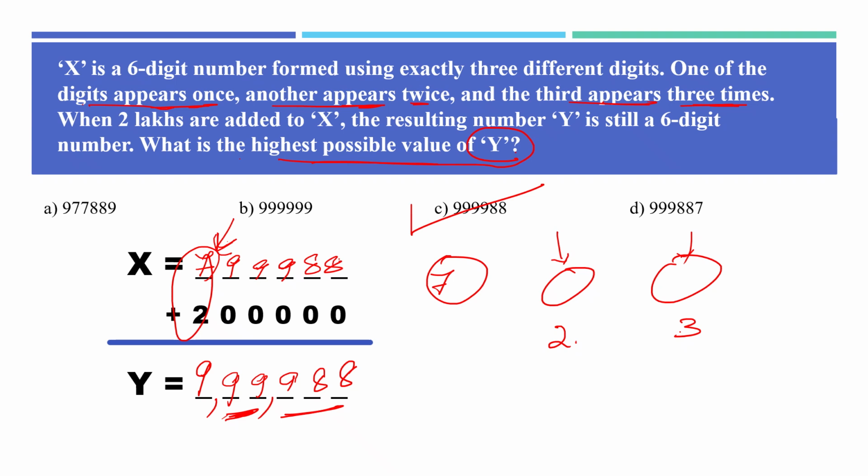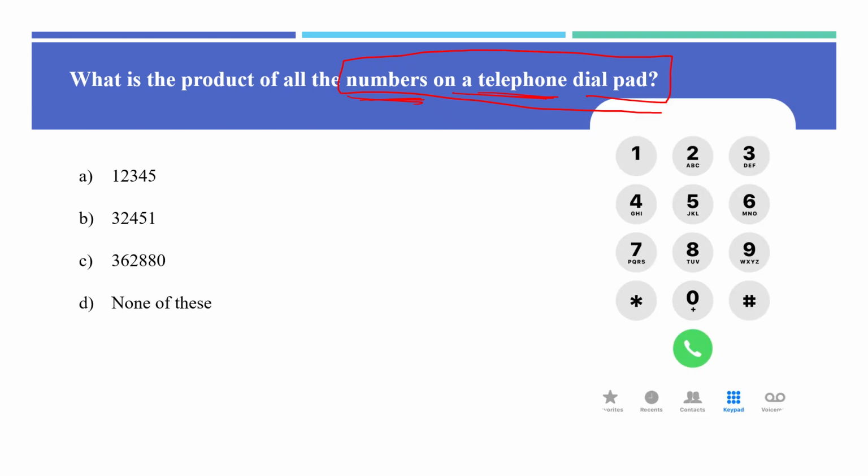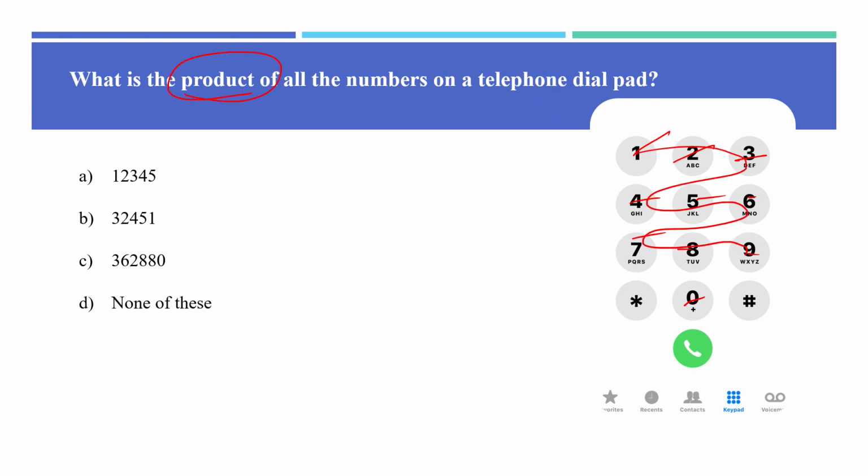Okay, let's move on to our next question. What is the product of all numbers on a telephone dial pad? Okay, I guess one of the easiest questions. Let's first imagine the dial pad of a phone. So as you see, we have 1, 2, 3, 4, 5, 6, all single digit numbers. Great, and they have asked for the product. So multiplying all these numbers, obviously it would be 0. So I go with none of these.